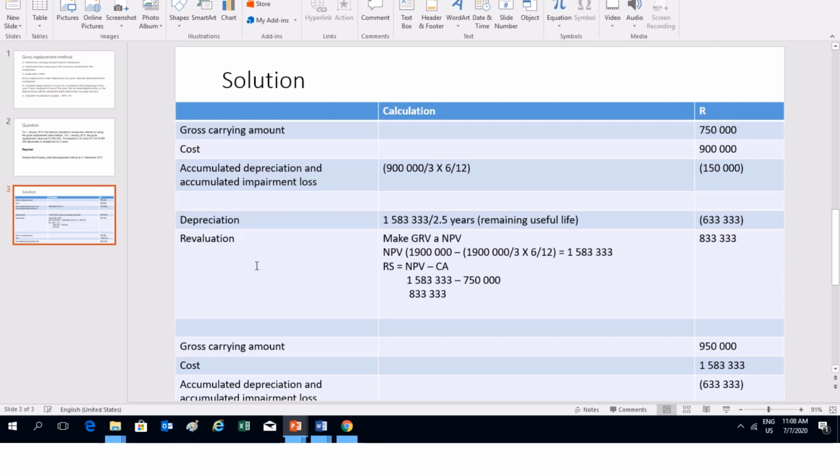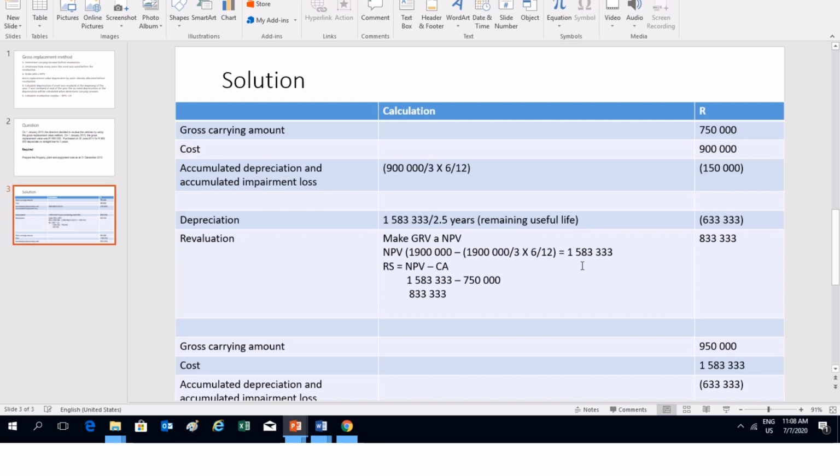So now, because I'm doing my revaluation at the 1st of January 2015, I must make what? GRV and NPV. How? I take the gross, I depreciate the gross by the allocated useful life. It's already used for this one. For me to make it old, I'm going to make it old by what? Making it be used the same as my carrying amount, which is what? 1.9, the gross, divided by 3 times 6. It will give me that depreciation.